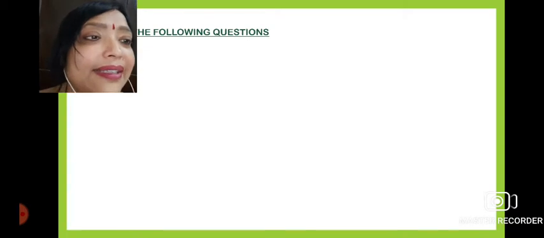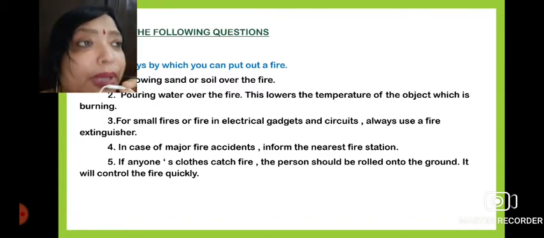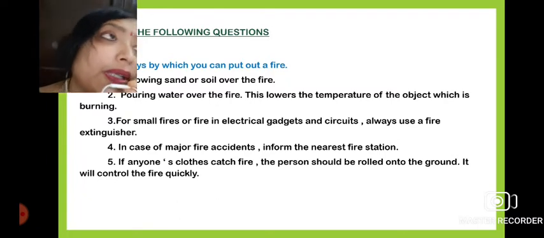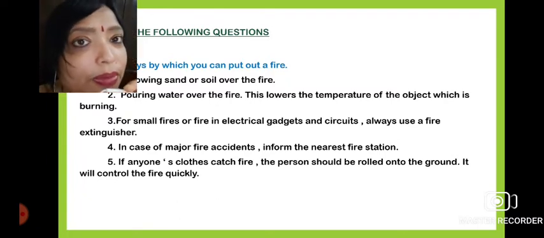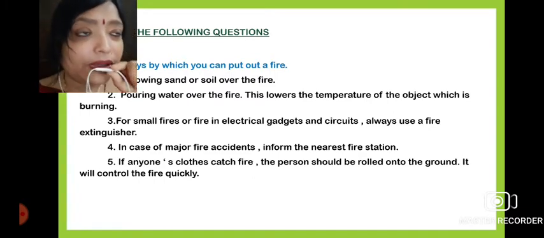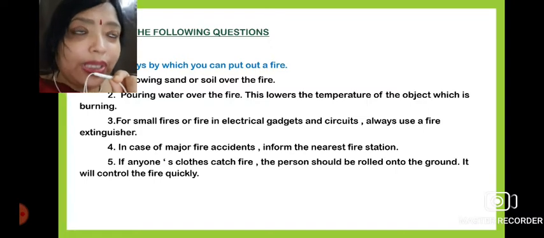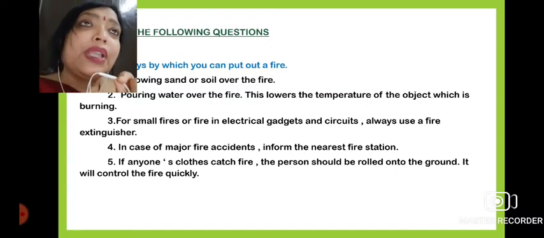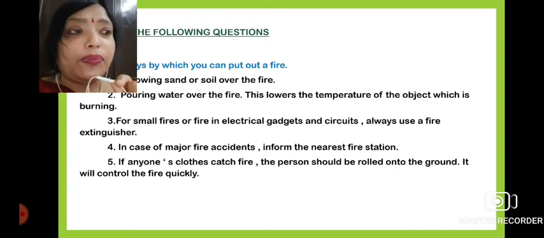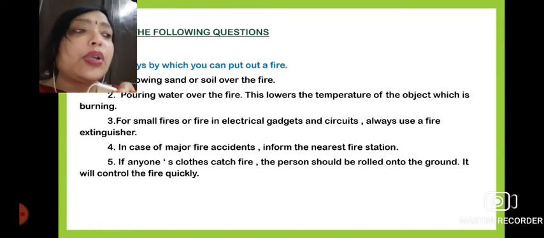First is the answer the following questions. So, first one, list the ways by which you can put out a fire. There are different ways, obviously, you know. So, what are the ways by which we can put out a fire? First one is throwing sand or soil over the fire. So, we are throwing sand or soil instead of water. This is also a method of putting out the fire. Or we can pour water.